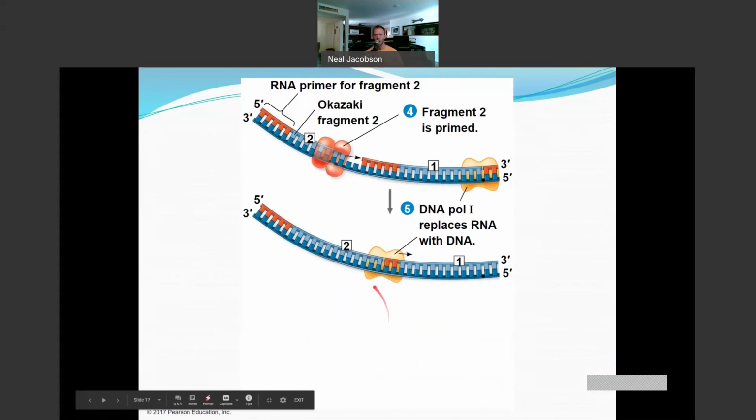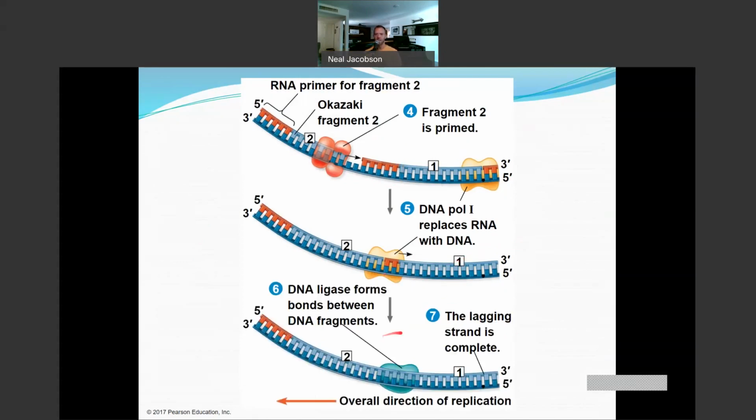Now, there's another DNA polymerase that comes in, and its sole purpose is just to take the RNA primer that's there and replace it with DNA nucleotides. That's it. That's its only job. Okay. And then DNA ligase is another enzyme that comes along, and it's going to join the Okazaki fragments together. If you think about it, we can only polymerize by adding nucleotides onto the 3' end.